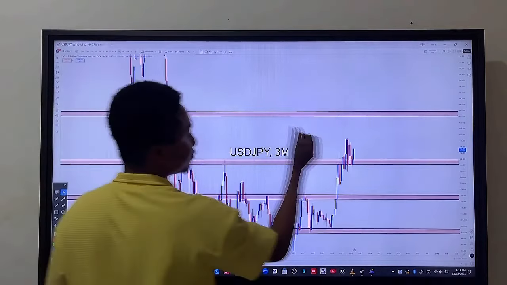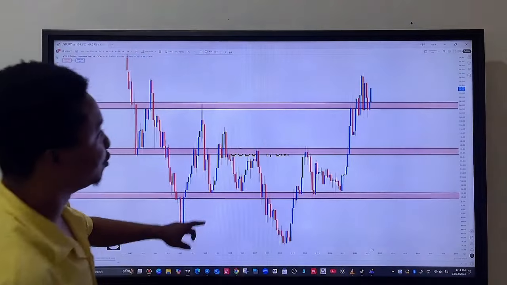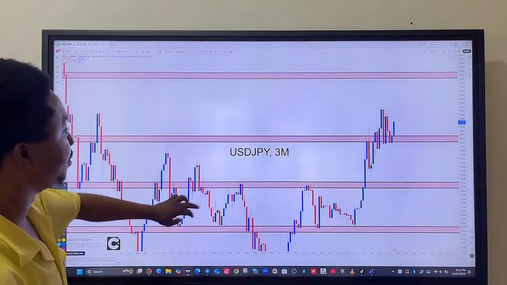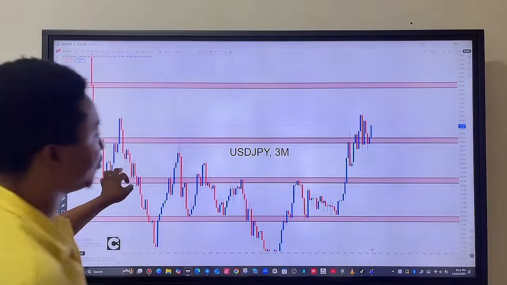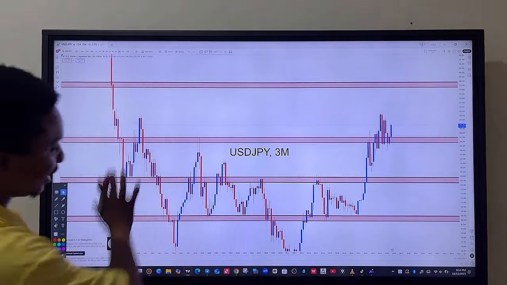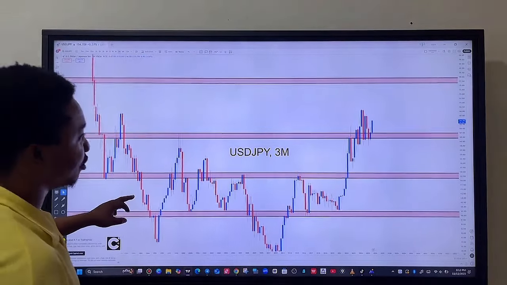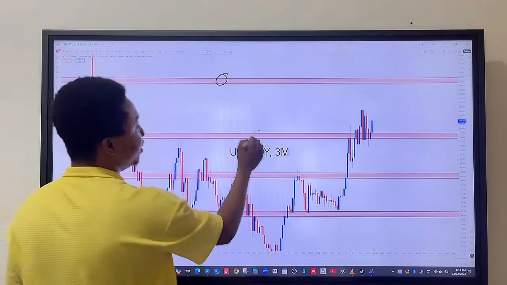So this is the 3 months time frame of USD JPY. Now USD JPY on the 3 months, this is the entire 3 months time frame, and these are the levels that we have on the 3 months. I just want you guys to get a whole view of the 3 months time frame structure. So on the 3 months time frame, what is going on? Upper zone, middle zone, lower zone. Let's talk about the flow.